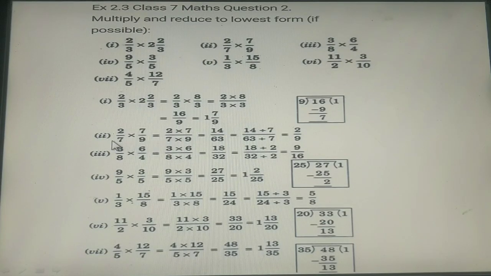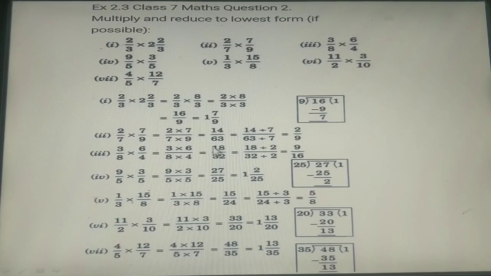The second part, we'll do the third part. Second part, third part, 1 we'll leave, and we'll be doing it like this. Now here 3 by 8 multiplied by 6 by 4. 3 by 8, product of numerators upon product of denominators. This is 18 upon 32.